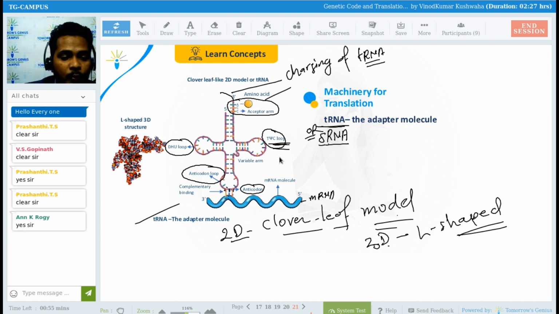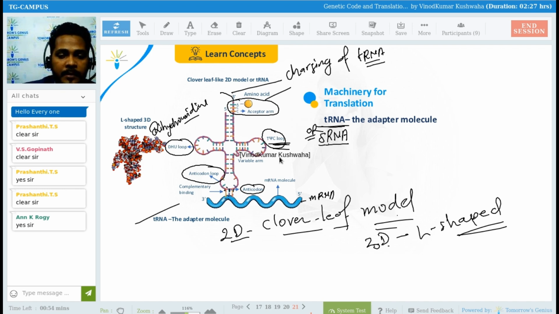Is this the DHU loop? It is a dihydrouridine loop. I have told you in the previous session. Right, so it is a dihydrouridine loop, present on tRNA. And what is the main function of this DHU? DHU is the site where the enzyme aminoacyl tRNA synthetase is going to bind, at the DHU and the variable arms.